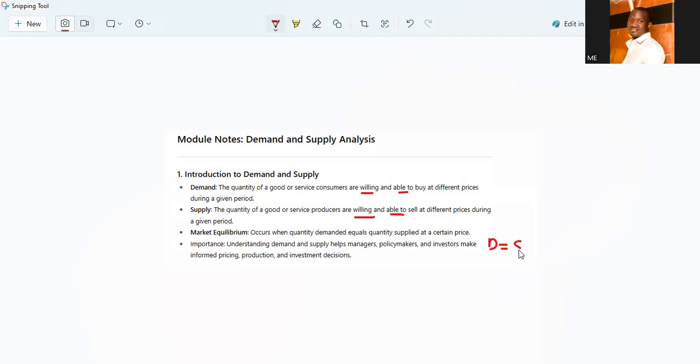So demand is downsloping, looks like this. Supply is upsloping, it looks like this. And equilibrium is the intersection of the two. So this is what we call the market demand. Market demand is simply a point that occurs where the quantity demanded is equal to the quantity supplied at a particular point. So the importance of understanding this is that managers and policymakers will be able to make informed decisions at a particular time.